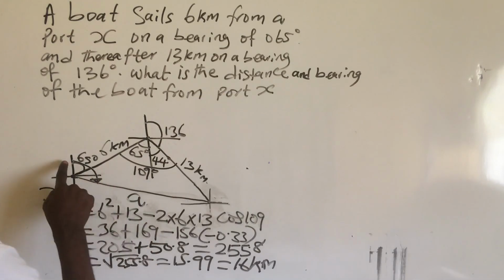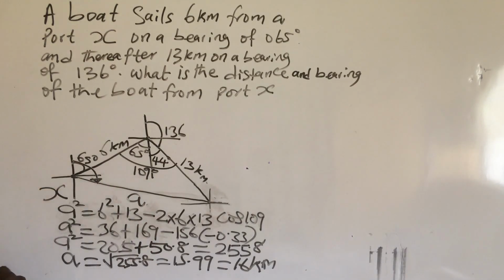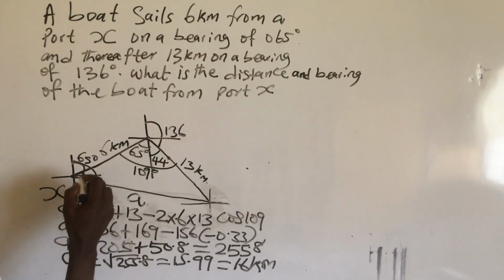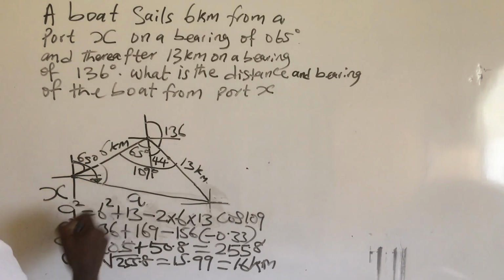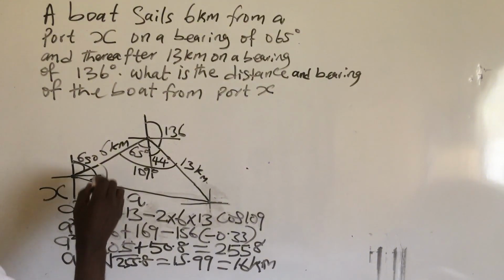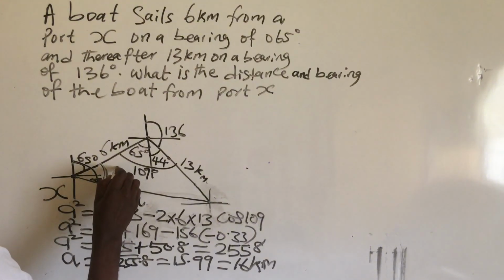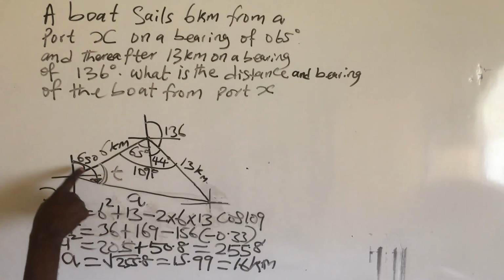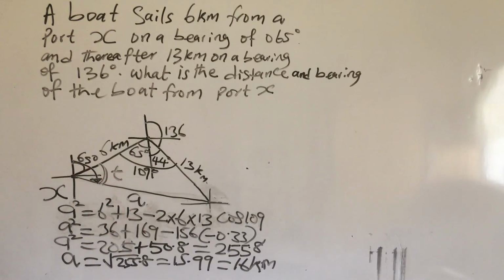Now let us find the bearing. Finding this bearing, we have already 65 here. So what do we do here? We need to find this angle inside. After finding the angle inside, let us name it T, angle T. It will enable us to add it to this one, and then we get the bearing.